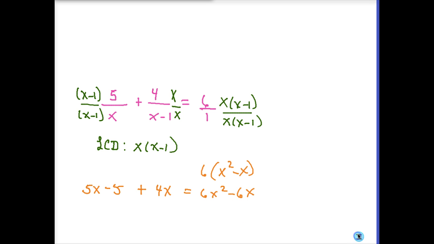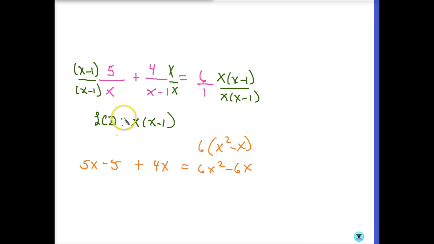Okay, so here's where you don't need to worry about the denominators, because if the denominators are all equal, then what makes our numerators all equal? So all I'm going to do is combine my like terms. 5x and 4x is 9x, and then I have a minus 5 here, and then it equals 6x squared minus 6x. I'm going to put everything on the same side because I'll have a quadratic.